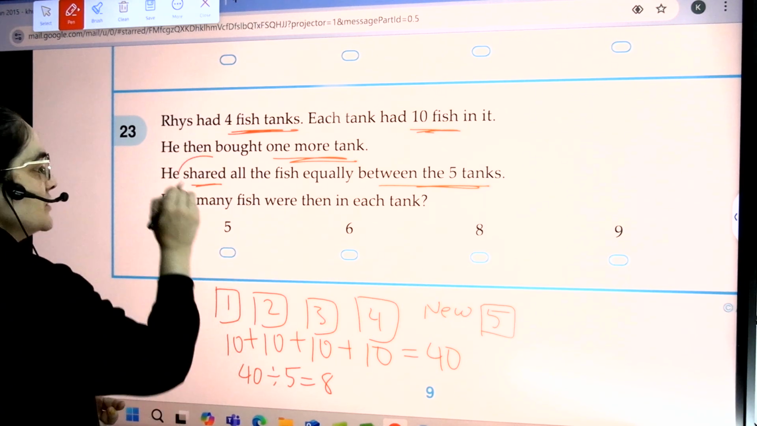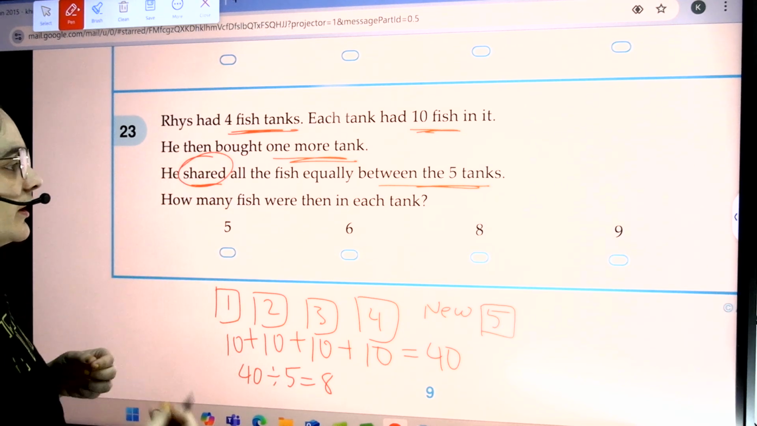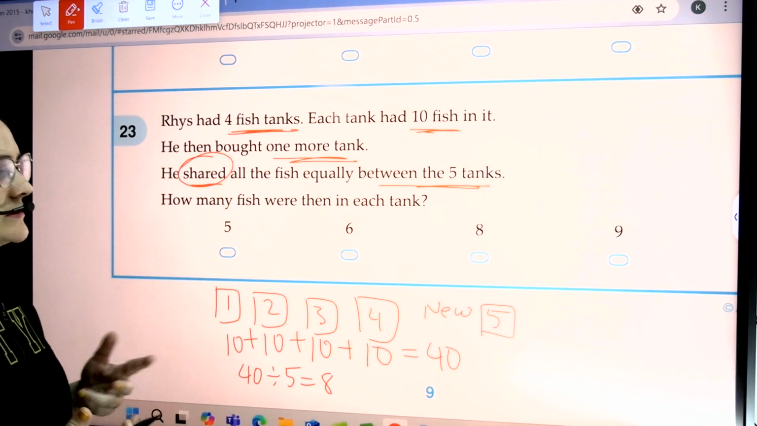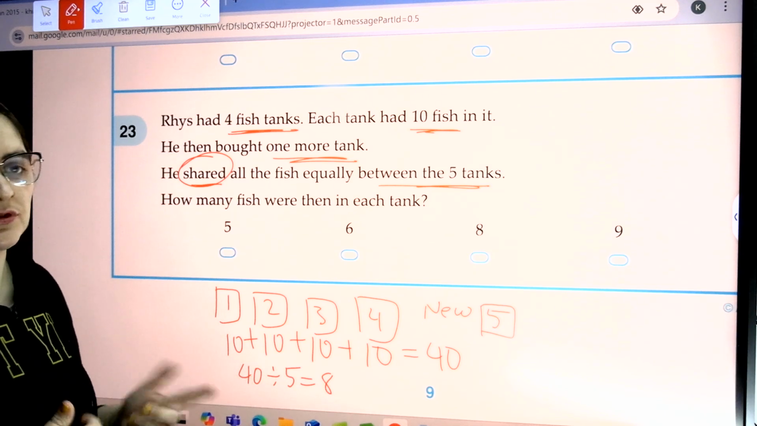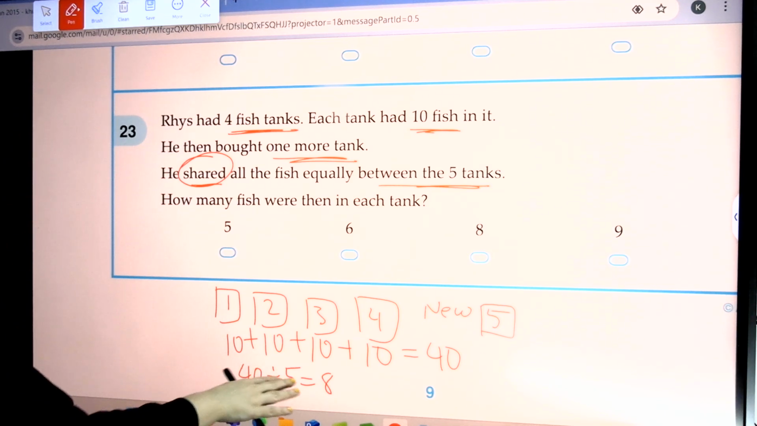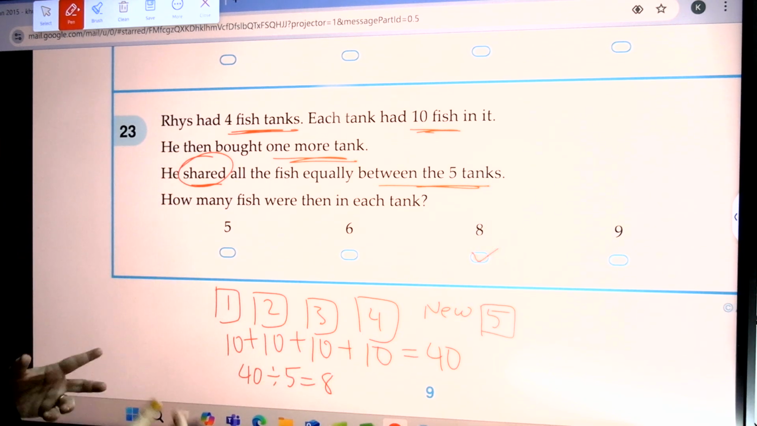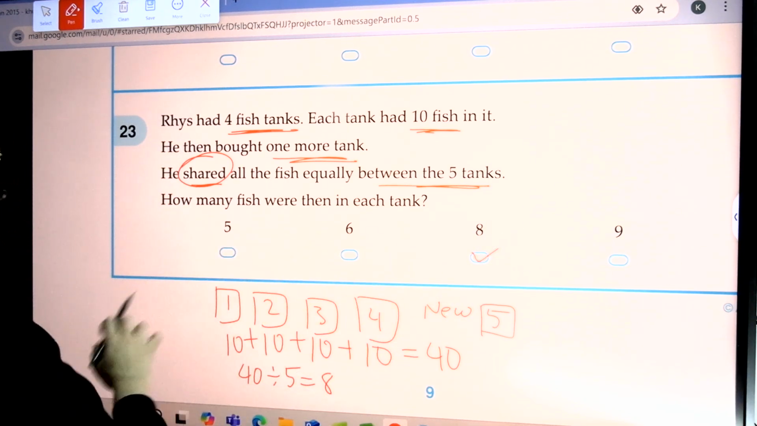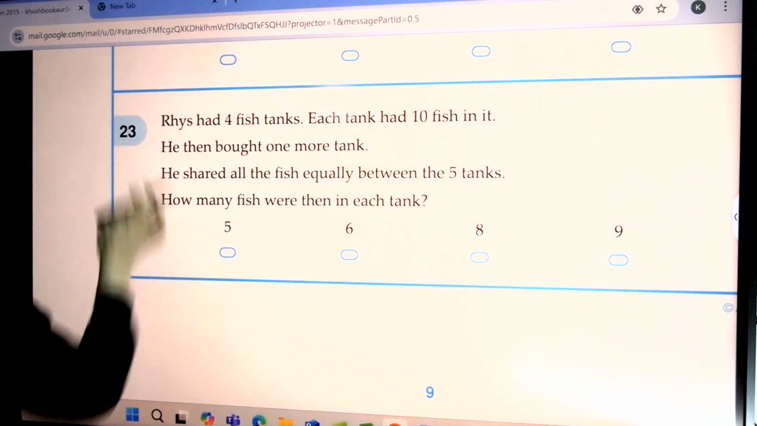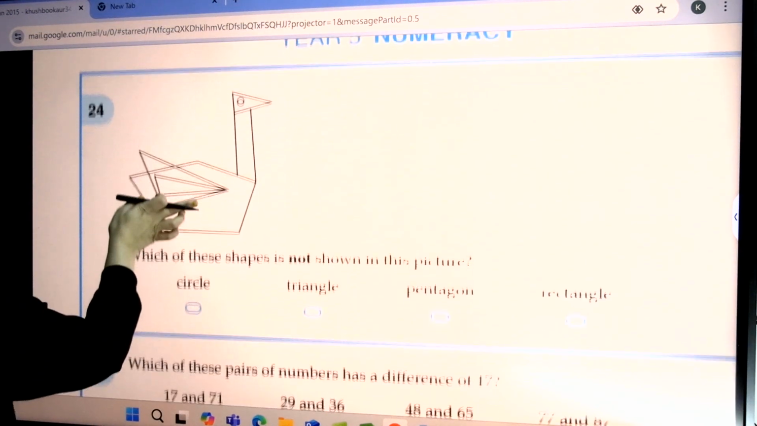Whenever you see the word sharing, or divide, distribute, in such cases we actually do division. So 40 divided by 5 equals 8. So 8 fish will go in each tank. Total 40 fish and 5 tanks. I hope this point is clear. Let's move on to question 24.